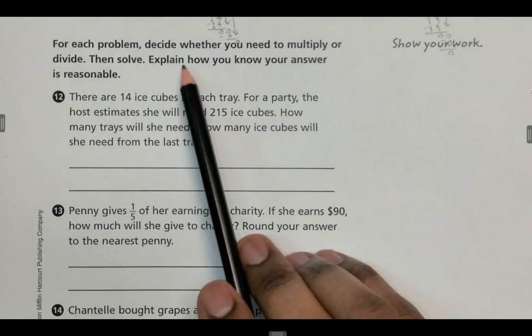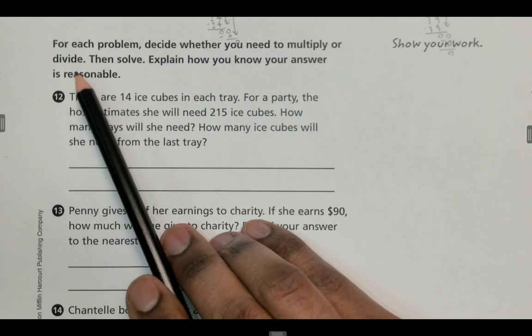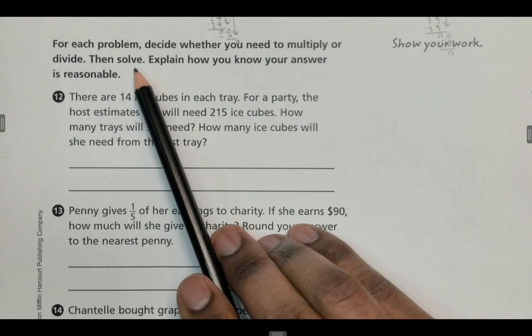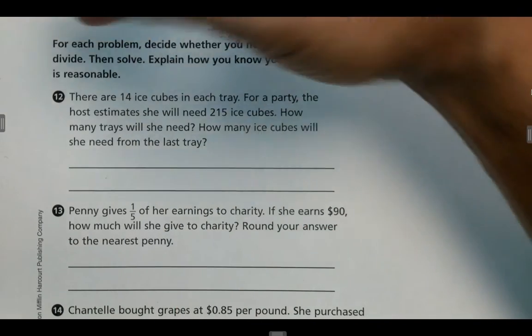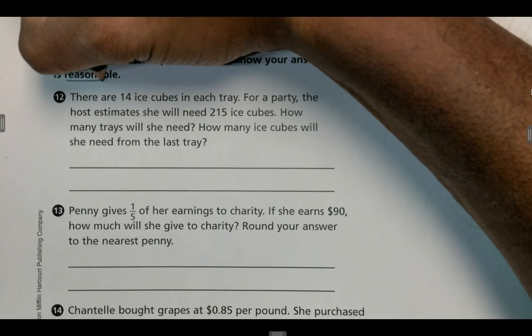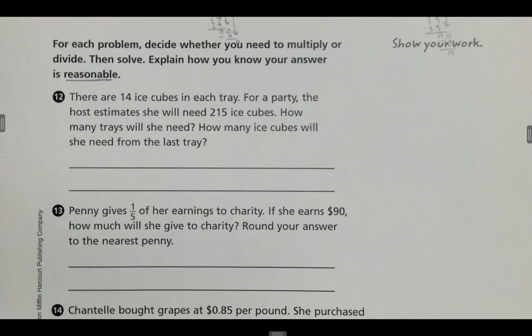The directions say for each problem, decide whether you need to multiply or divide, then solve, and explain how you know your answer is reasonable. This last part, whenever I see the word reasonable, I always think of doing an estimate first.